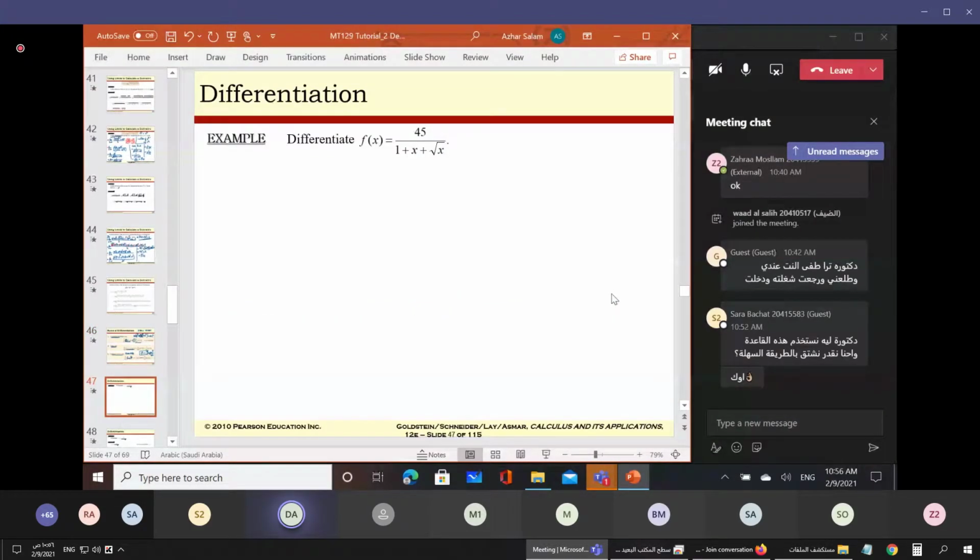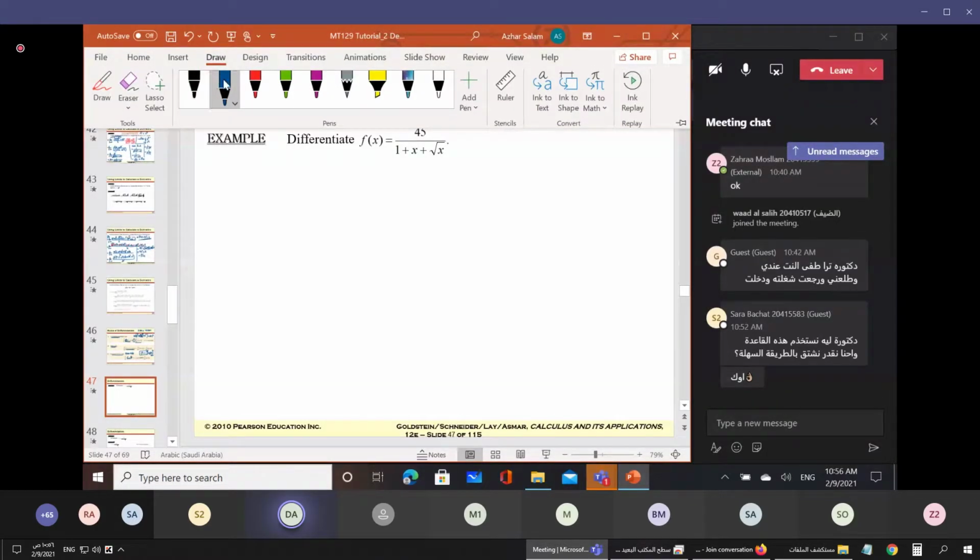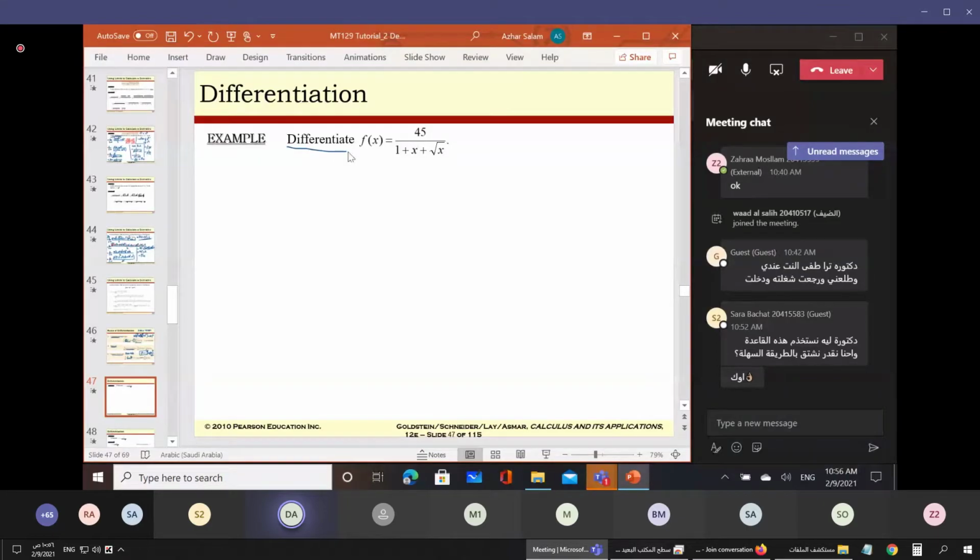For example, this function, I have here f of x. I have in the numerator a constant, 45, and in the denominator, I have 1 plus x plus square root of x. How to differentiate? Of course, the question is just differentiate. I don't have to use the definition. I just differentiate using the rules, not the definition, since it's not mentioned here.